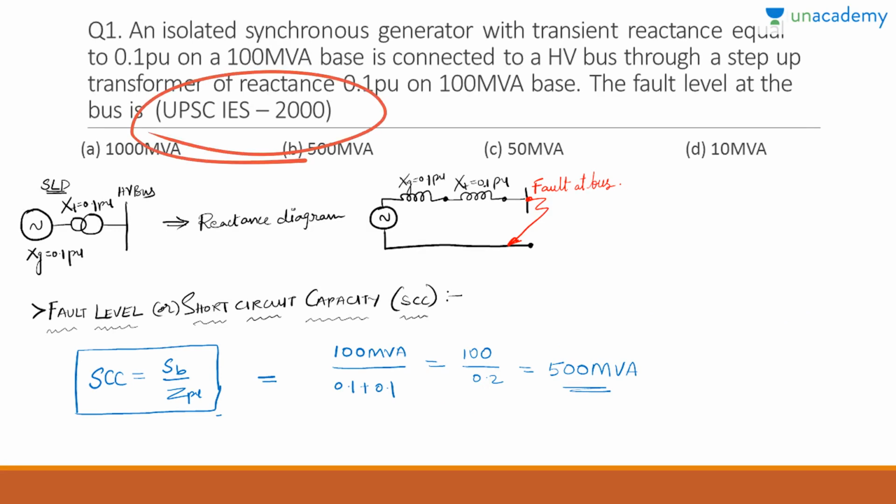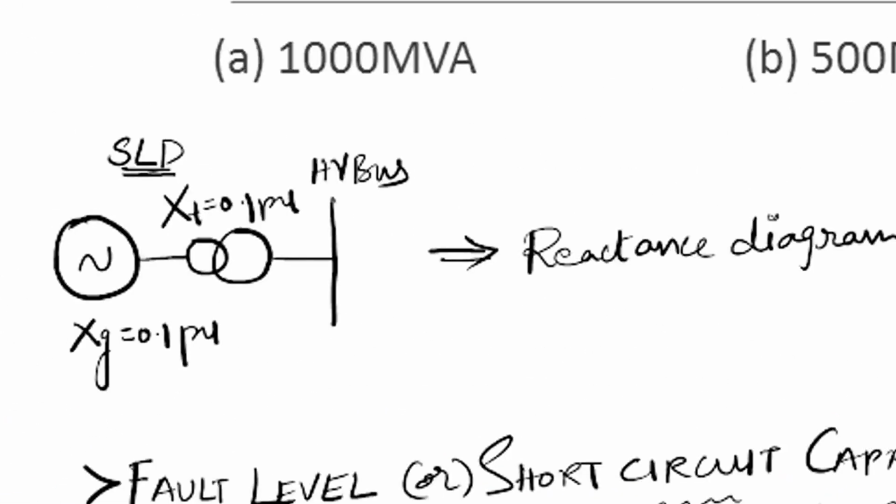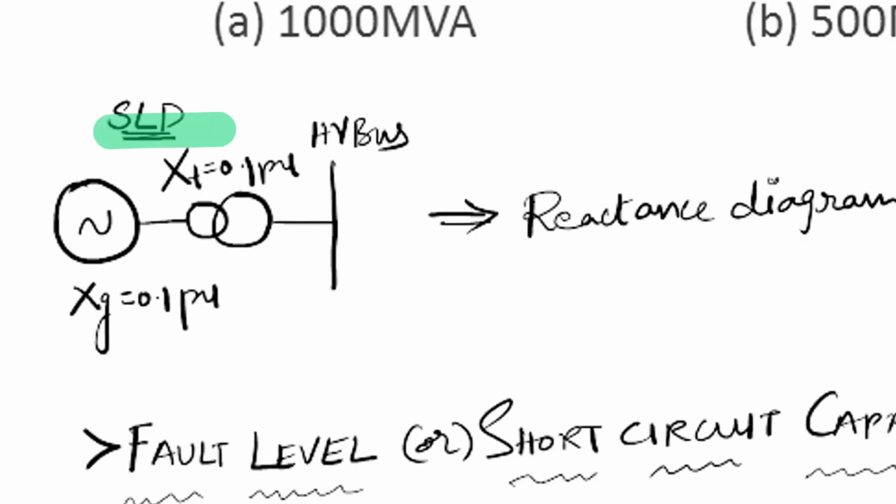This question is from UPSC IES 2000. An isolated synchronous generator with a transient reactance equal to 0.1 per unit on a 100 MVA base is connected to a HV bus through a step-up transformer of reactance 0.1 per unit on 100 MVA base. The fault level at the bus is. According to the given question, this is going to be the single line diagram. There is a generator connected to a HV bus using a transformer, and the reactance values are given.